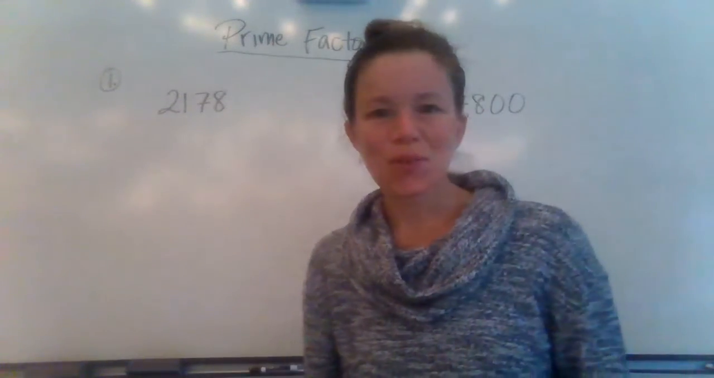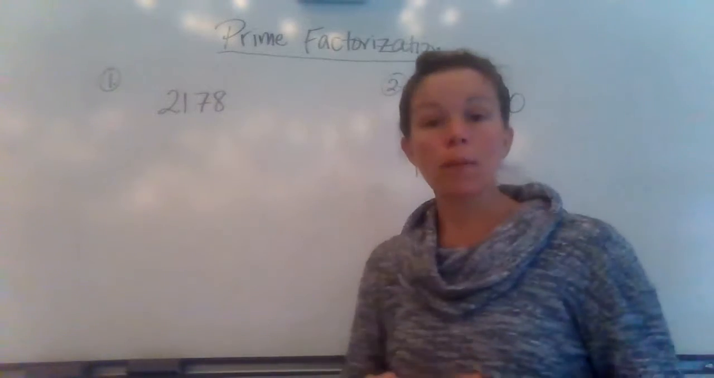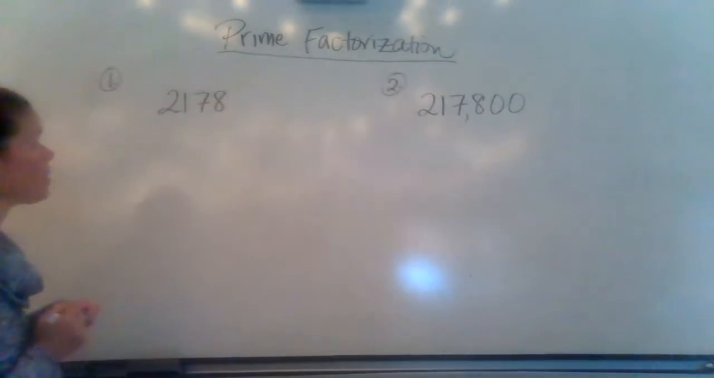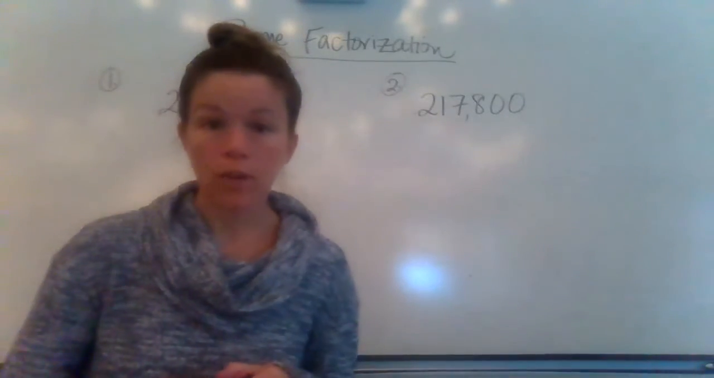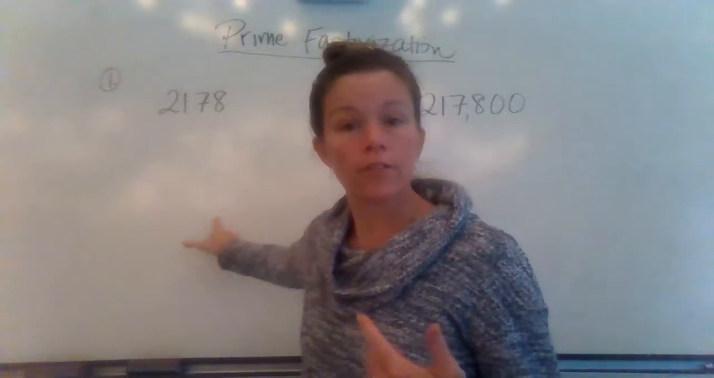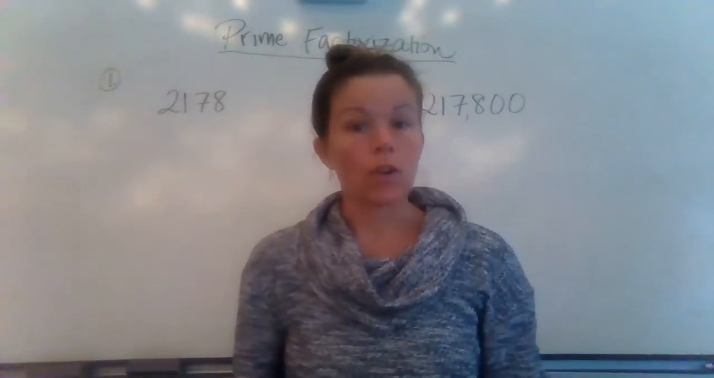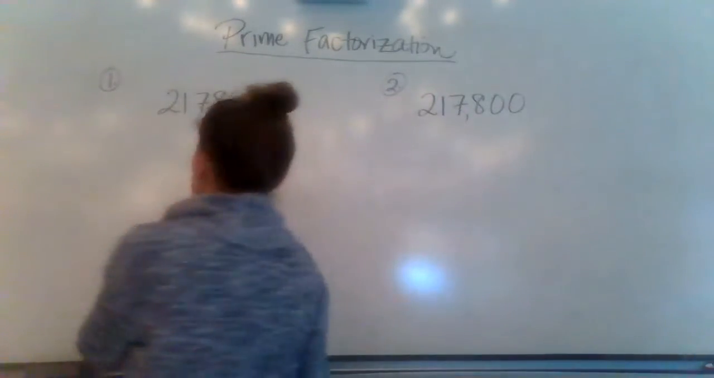Okay, let's do some prime factorization. I have two numbers up here. They're very similar to each other. One is 2,178 and one is 217,800, okay? So we're going to start with the one on the left, and we're going to prime factor one prime factor at a time, and I'm just going to talk us through it.